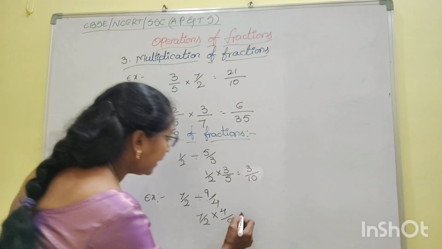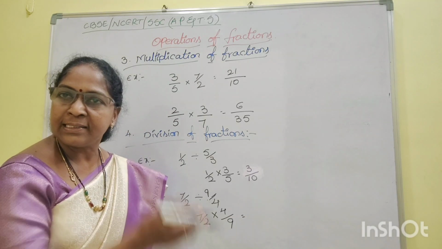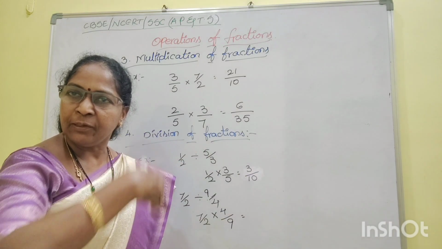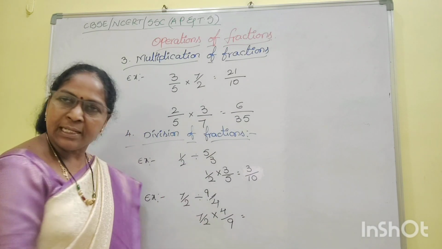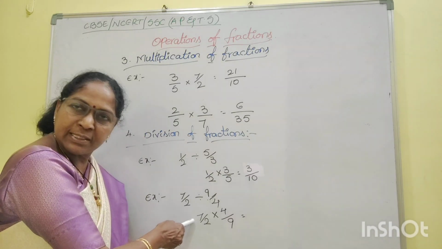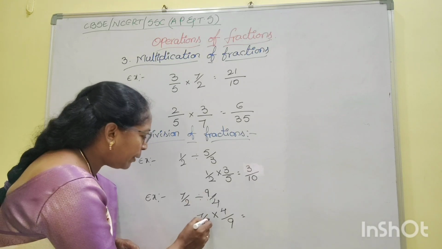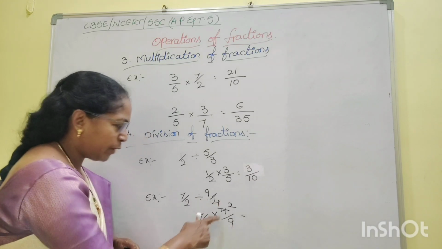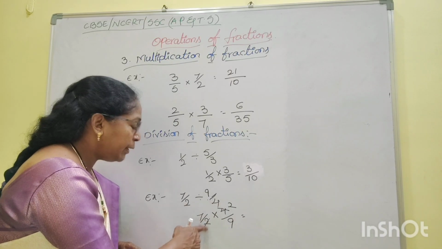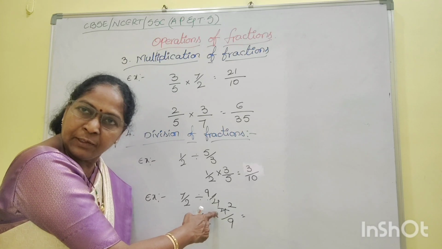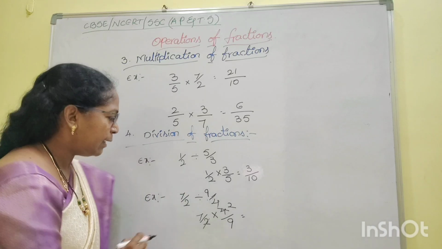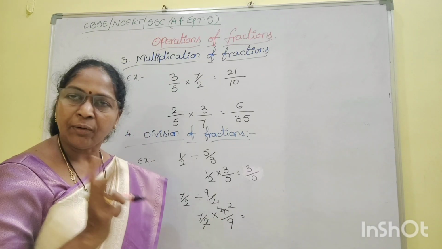Now if any cancellations are there, then you can cancel the terms here. That means a numerator with a denominator, or a denominator with a numerator, you can cancel directly. So here in 7 by 2, 2 does not divide 7, but 2 divides 4 two times. Why? Because 4 is in the numerator and 2 is in the denominator. Like that you can cancel the terms. So 2 divides 4 two times.